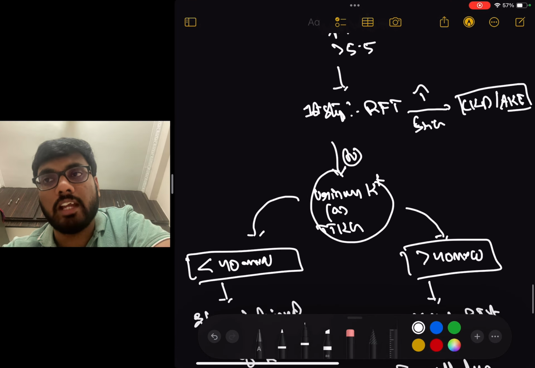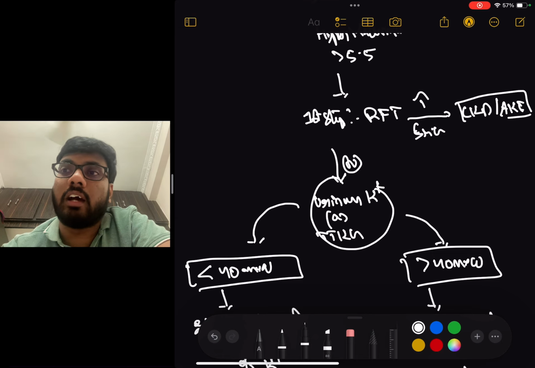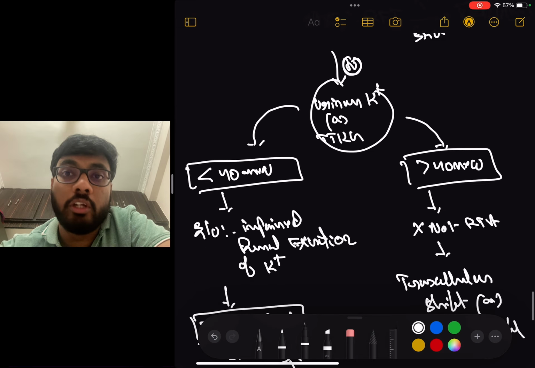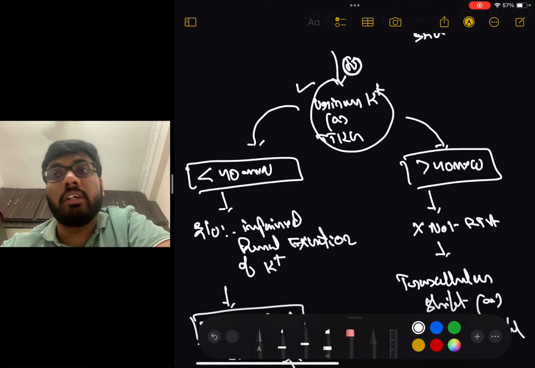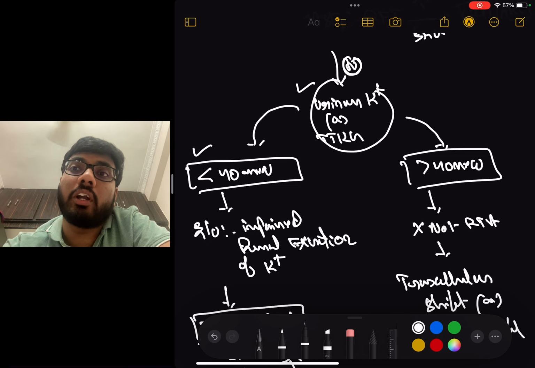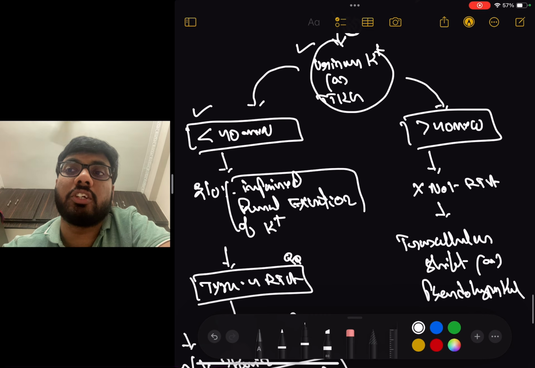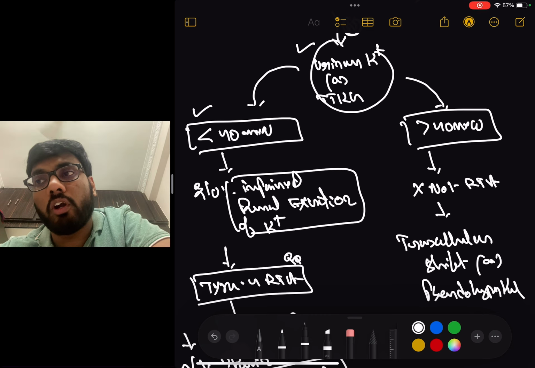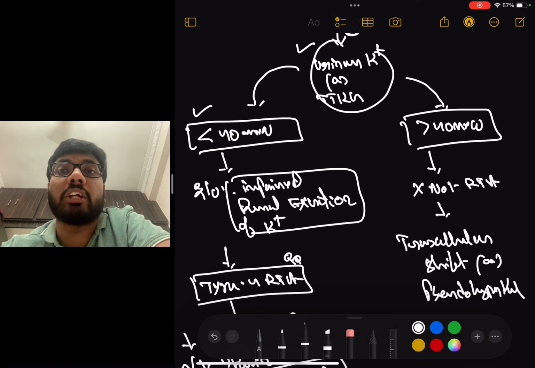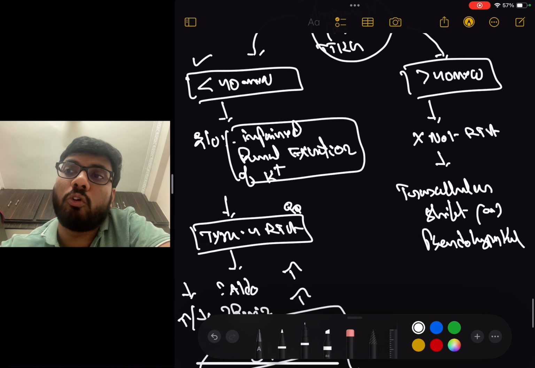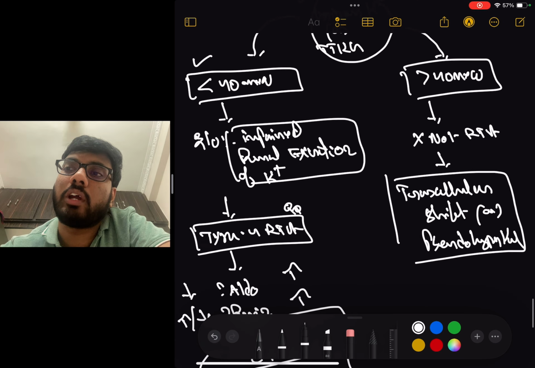Suppose a patient has hyperkalemia, you did RFT and it came back normal, and you now do urinary potassium. If the urinary potassium is less than 40, that is suggestive of type 4 RTA, that is, impaired renal excretion of the potassium. If it is more than 40, renal excretion of the potassium is normal, therefore it is not RTA. It could be either a transcellular shift or pseudohyperkalemia.